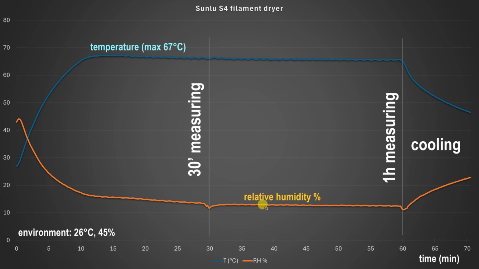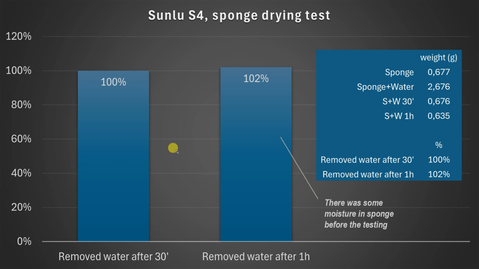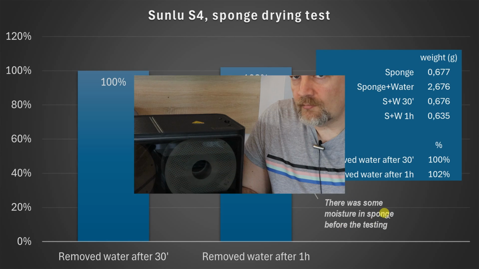And this is the relative humidity line. And here we can see some drop when I open it. I let some moisture out, but it was almost completely dry, so there are no big changes here. And here it was turned off. And this is the result of the sponge test. For the first time after half an hour it was completely dry, and here I even got some bigger values than 100% because there was some moisture in the sponge before the testing.